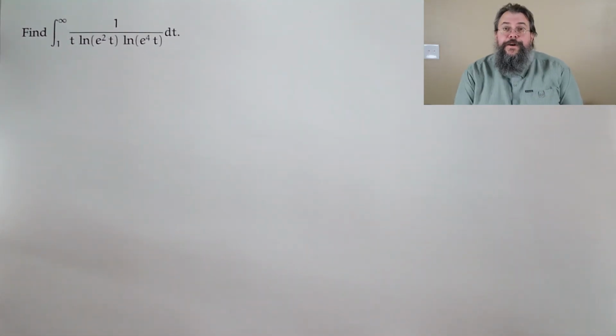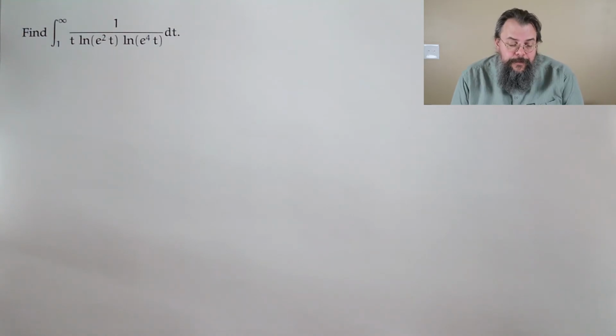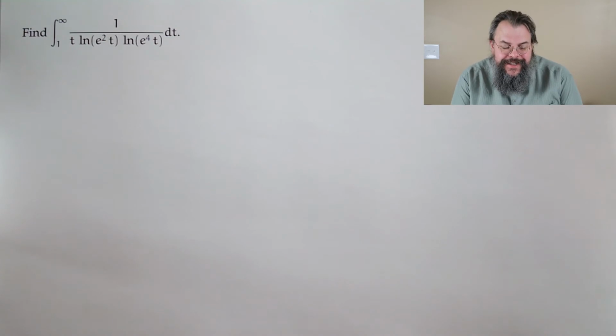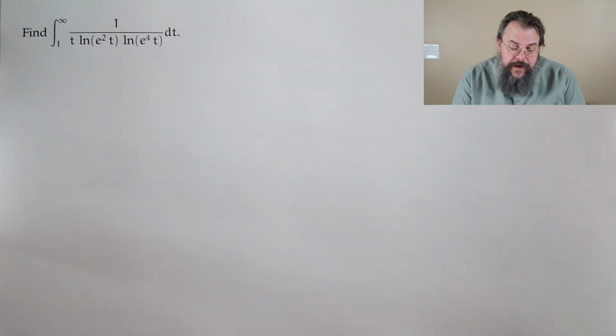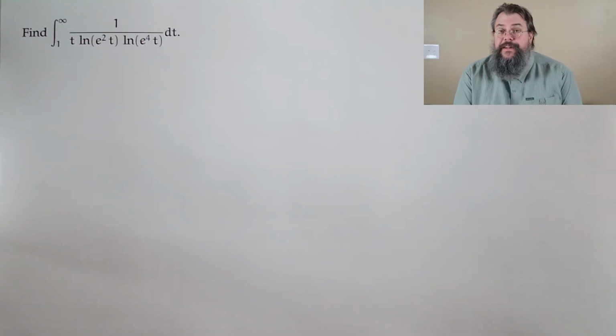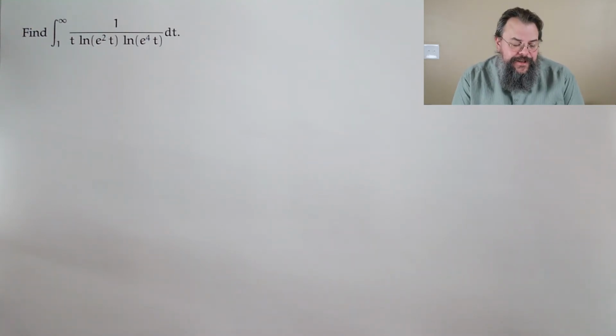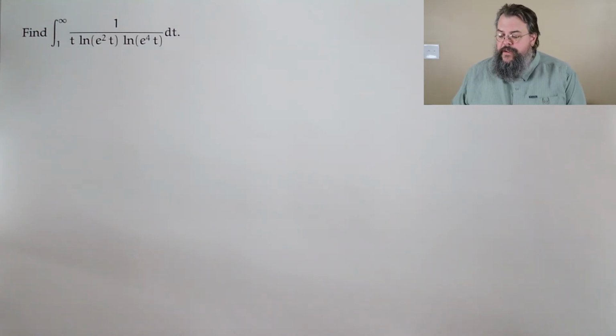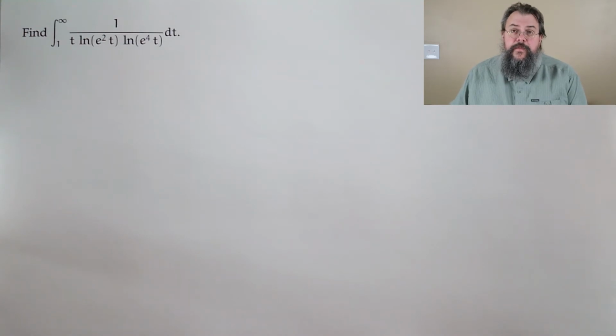Find the integral from 1 to infinity of 1 over t log of e squared times t log of e to the fourth times t dt. And kind of our reaction is, what? Okay, wow, well, okay, we're going to find it. Now, you might say, hey, maybe it's infinite, right? Because we've done some of those in this session where it actually turns out to be an infinite value. And it's not a bad gut feeling.